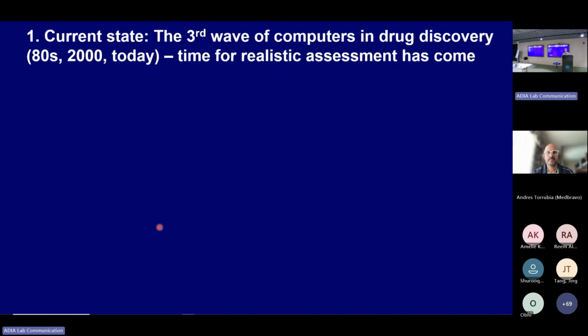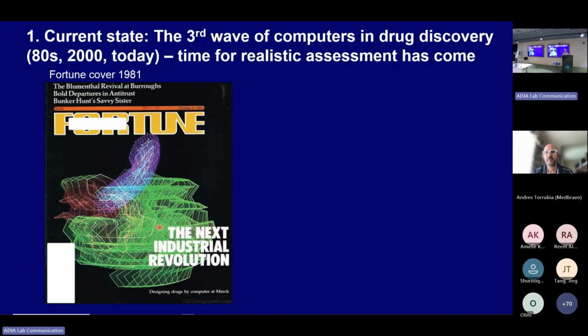Computers in drug discovery is nothing that novel. There were, in my opinion, three waves so far. One was in the 80s. Here's a Fortune cover from 1981, proclaiming the next industrial revolution. There was actually an interesting year.